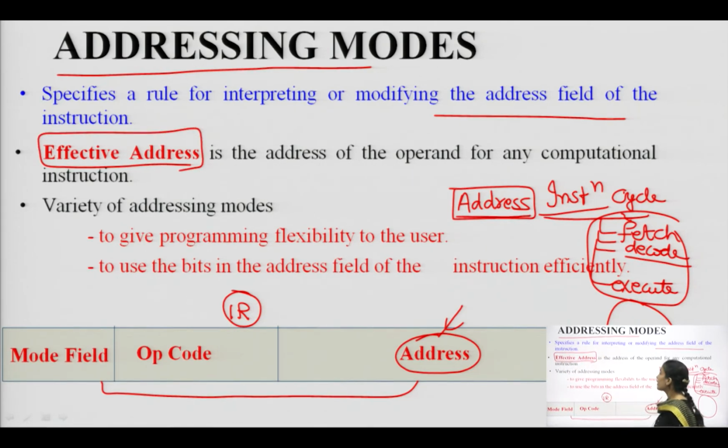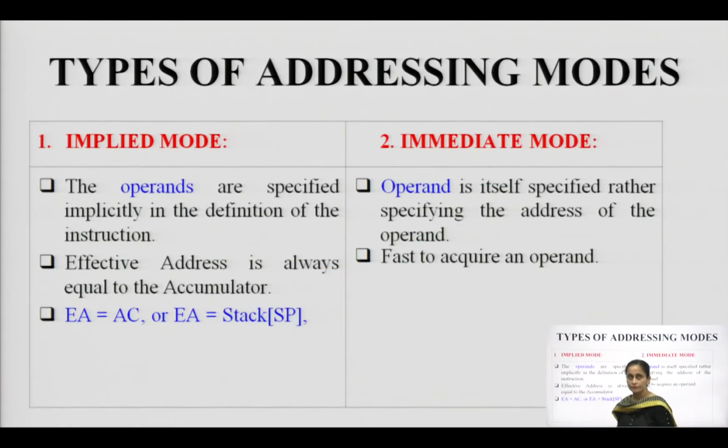This effective address is the address of the operand for any kind of computational instruction. So, the effective address is the address where my operand has to be found, where the decoding and execution has to take place. The variety of addressing modes gives the user programming flexibility and lets us use the bits in the address field of the instruction in an efficient manner.